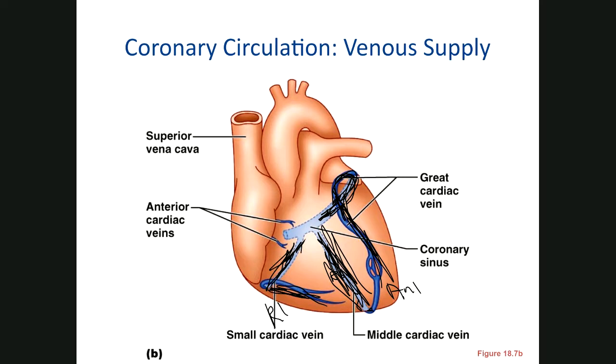And then they're all going to meet up, and they're going to meet up at this vessel, which is called the coronary sinus. So we have the great, the middle, the small, and the coronary sinus. And then the coronary sinus is going to empty into the right atrium.